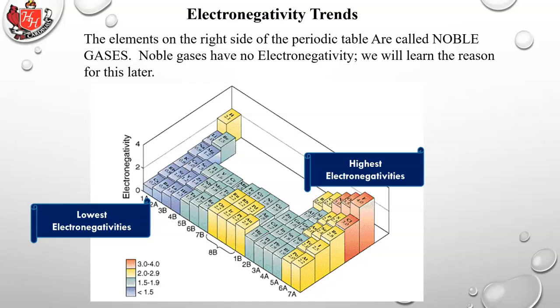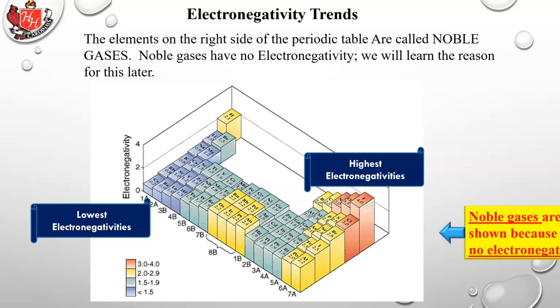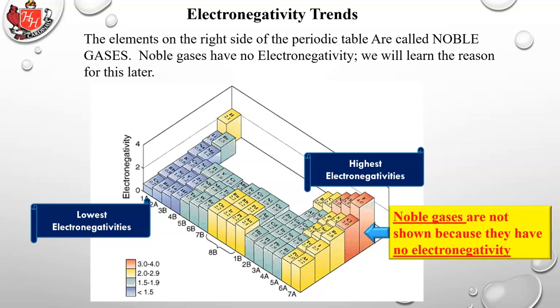So even though noble gases have very high ionization energies, they don't give up their electrons, they also don't want to take in any new electrons. And so therefore they have high ionization energy, but they have no electronegativity, no desire to pull in an outside electron. So noble gases are not shown because they have no electronegativity.